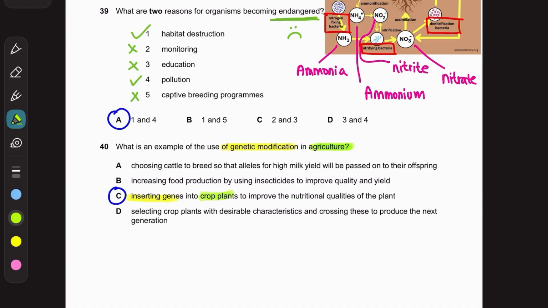To improve the nutritional qualities of the plant. So the most famous example is golden rice, right? Golden rice is when they insert the vitamin A gene into the rice, and then the rice that's grown, rice is a crop plant, is golden in color because of the vitamin A gene that's been put inside. And that's really good because it increases the vitamin A value, the nutritional value in the rice, which many people eat as a staple around the world, and therefore they're no longer deficient in vitamin A. So that is why C is the answer.